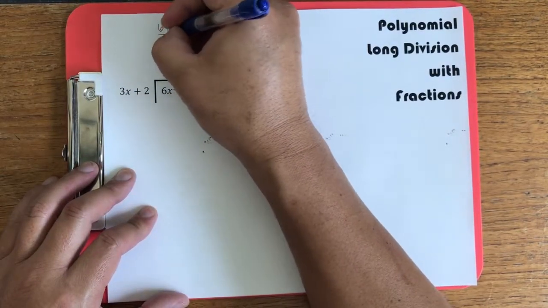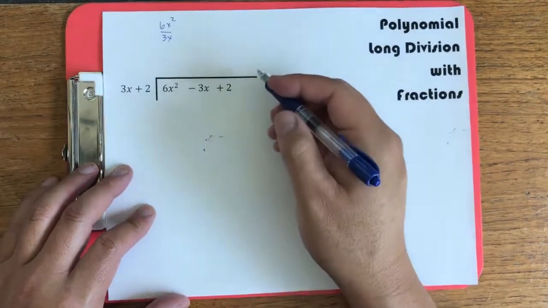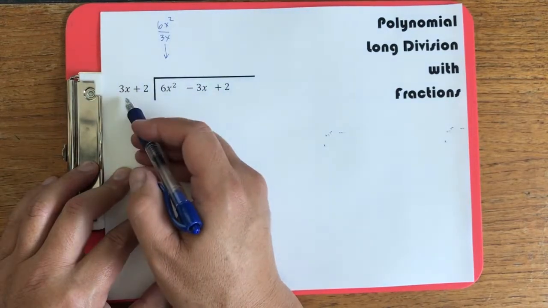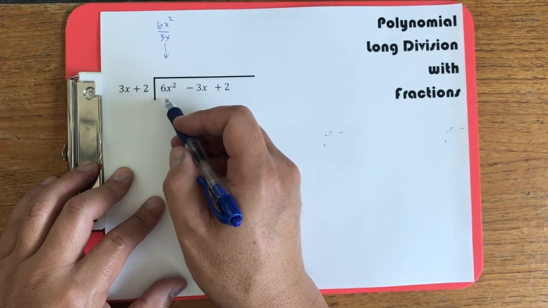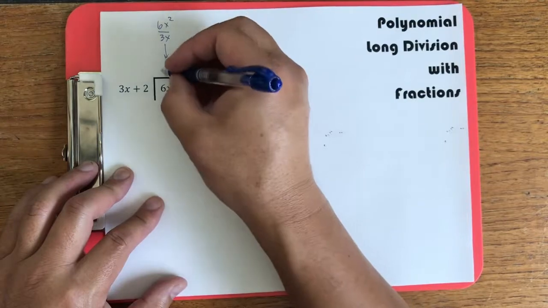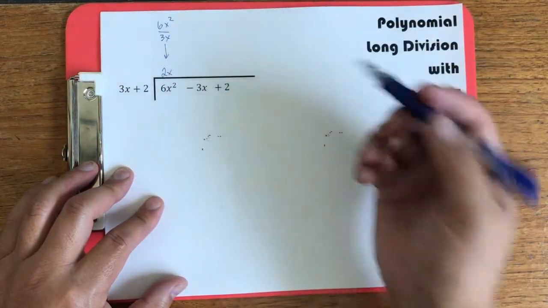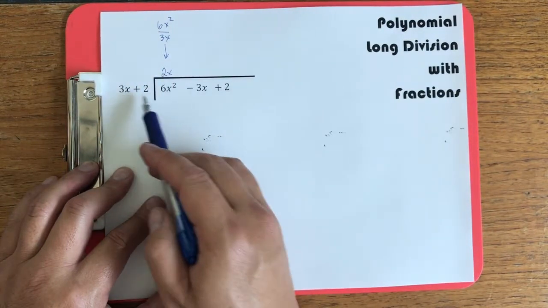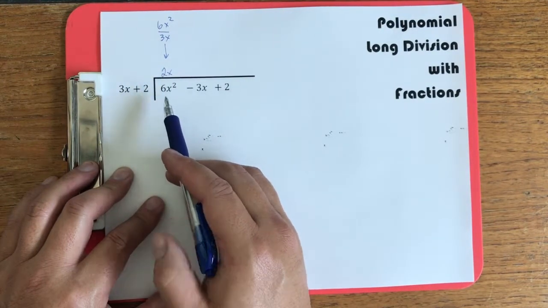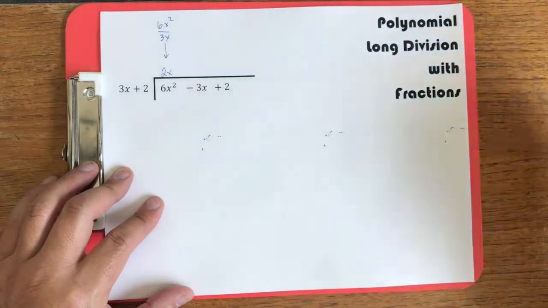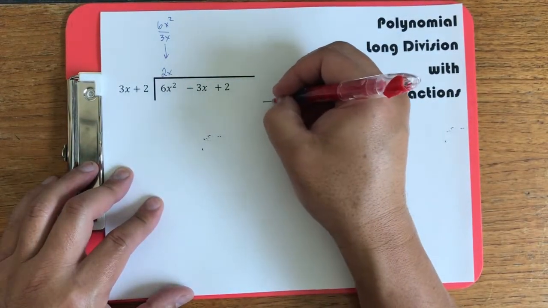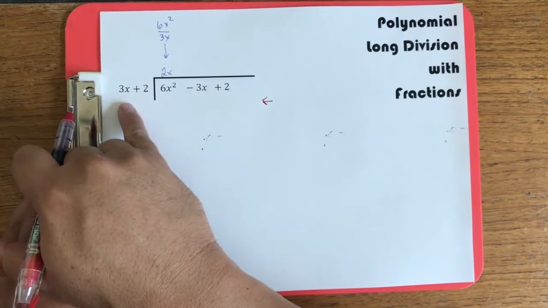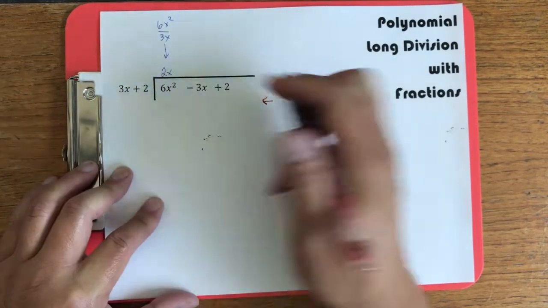6x squared divided by 3x. So that's what we would multiply to 3x in order to get 6x squared. So if I simplify this, I get 2x. And you can sort of see that it fits my intuition. 2x times 3x gives me 6x squared. Now, in order to find out what goes on the next line, we have to multiply this term with whatever we were dividing by.